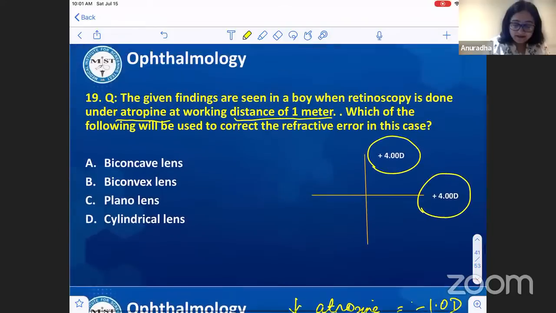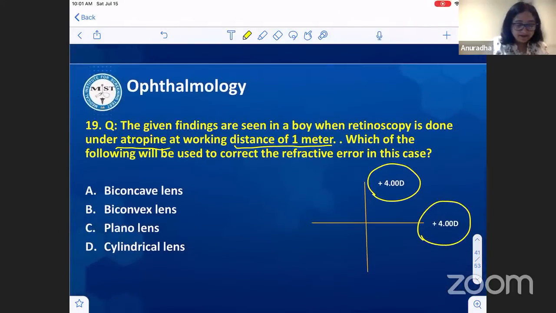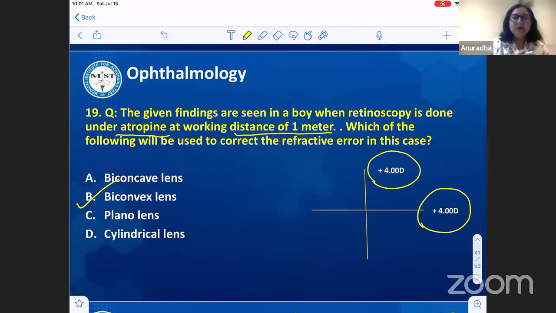So plus lens, which is the choice of the plus lens here? Choice B. So you will be giving biconvex lens, +2 diopter of the convex lens is to be given to correct this refractive error. Okay. So I just tried to give you this question so that you know how to convert retinoscopy into glass prescription. Identify the refractive error, whether it is simple refractive error or there is an astigmatism, and then know what kind of lens you will be giving in a particular refractive error.